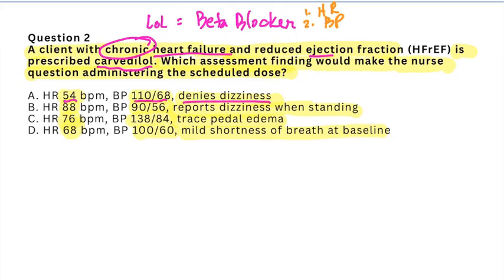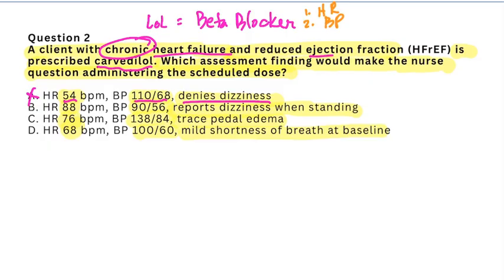So the reason why this is an incorrect answer is because the blood pressure is okay, although the heart rate is on the low side. If you have a heart rate like that and a blood pressure that's 110 systolically, the patient is okay. The other thing that tells us the patient is going to be okay is that the patient is denying dizziness.